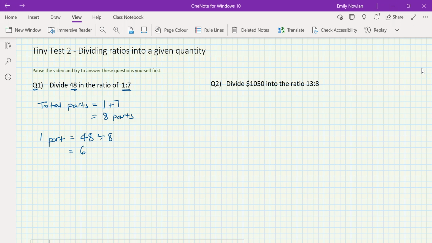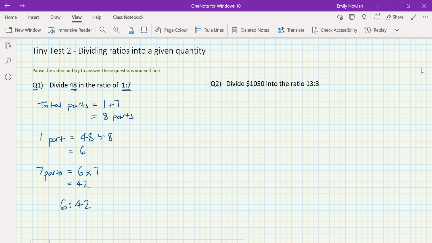So we know what one part is, but we actually also want to know what 7 parts are as well. So if one part is 6, we need to times it by 7 to get 42. That's 7 parts. So therefore, 48 divides into 1 to 7 is 6 to 42. Hope you got that one.